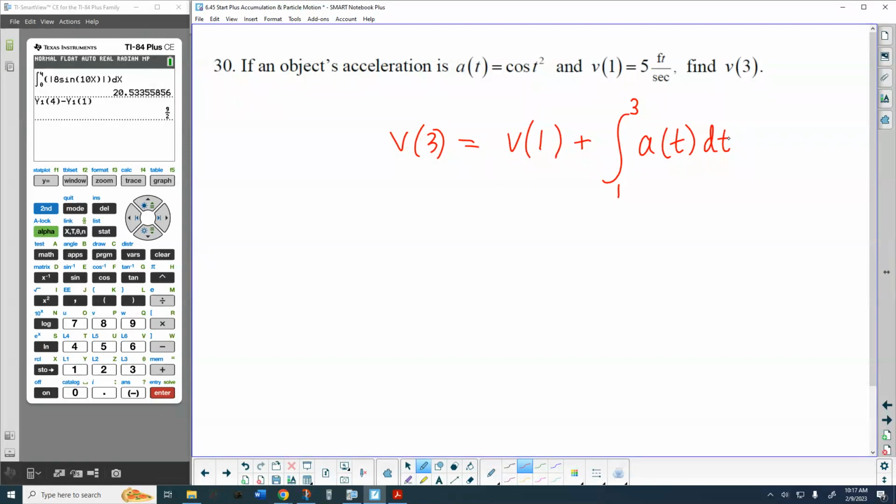If we're trying to figure out a velocity at a particular time, we can use a starting velocity plus an integral of acceleration. So v of 3 is 5 plus, and we're just going to use our calculator to do this integral, because it's not one we could do by hand, because we would need a chain with a t, and we don't have that t. So we got to do it in our calculator.